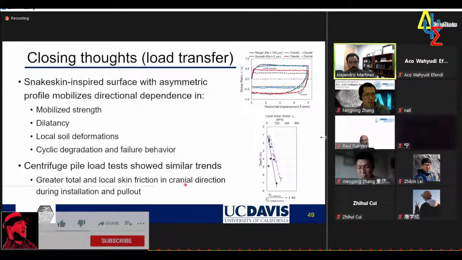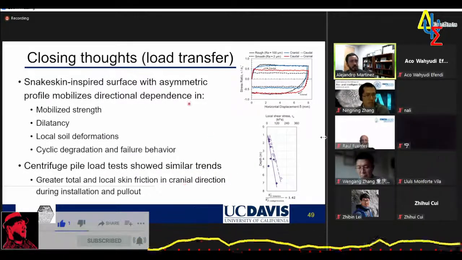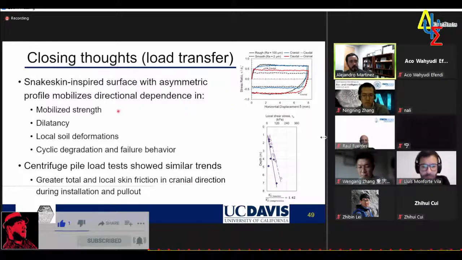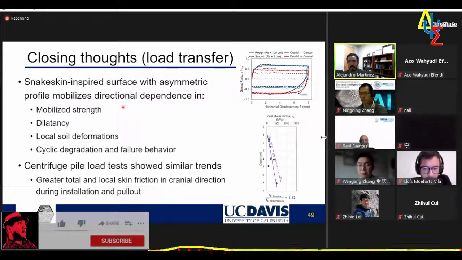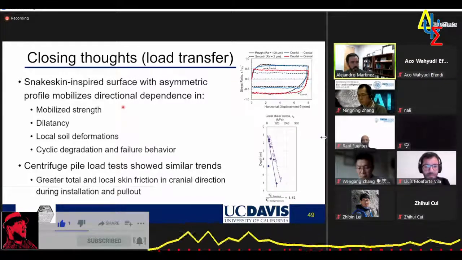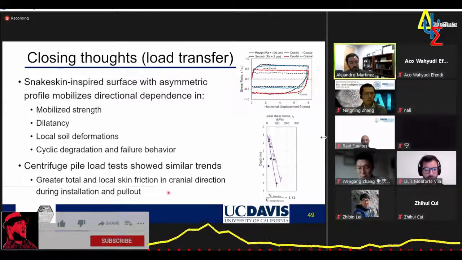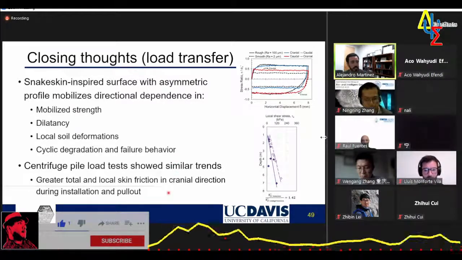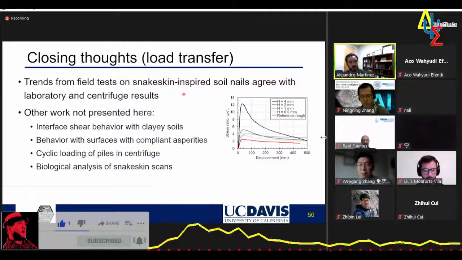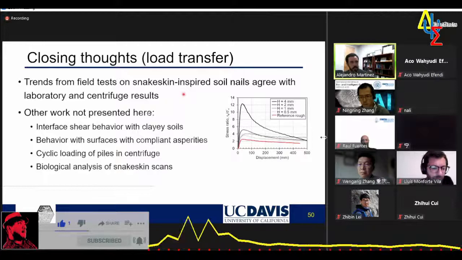So just to close up, we saw that the asymmetric profile mobilizes this directional dependence on many aspects: the strength, the latency, local soil deformation, cyclic degradation. Pilot tests showed similar trends with greater skin friction in the cranial direction. And those trends were very similar as well in the field test on the soil nails.